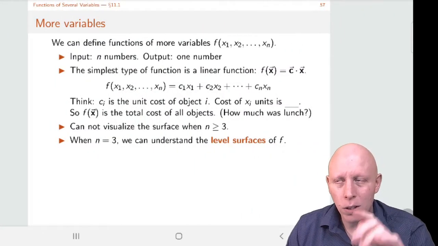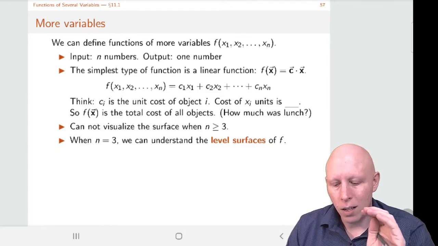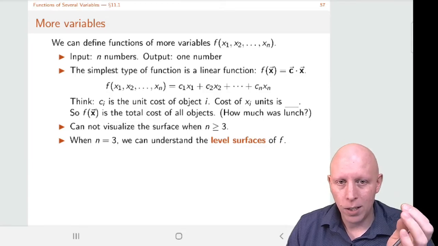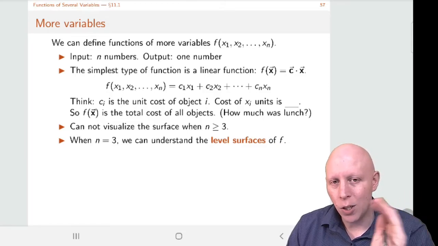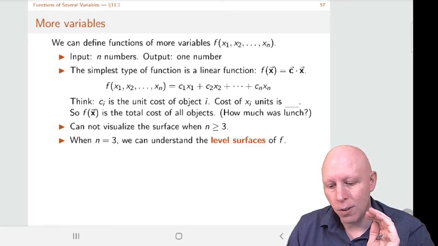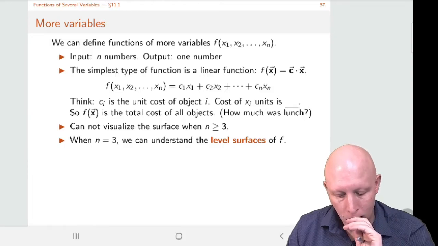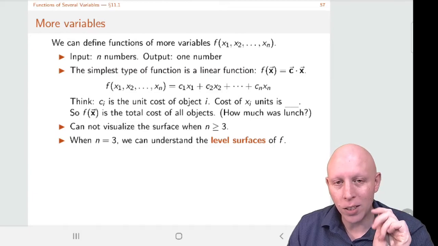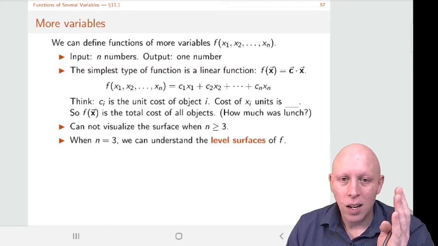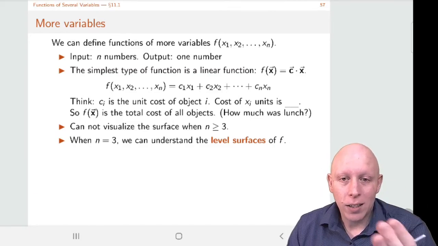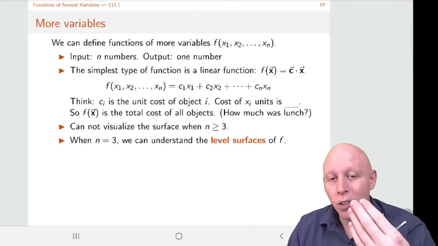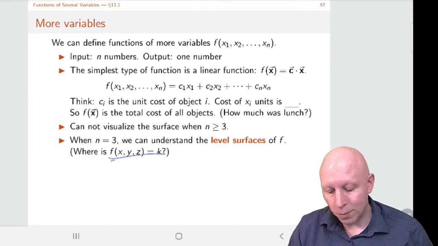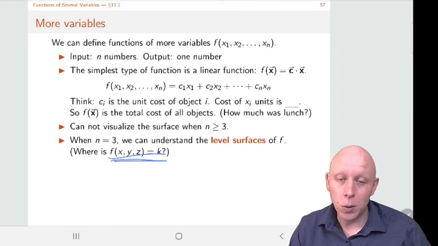When n is equal to 3, what we can understand is the level surfaces of f. So we were talking about the level curves of a function f of x, y. Here what we're doing is we're talking about places in our domain that have the same function value. So where is the function equal to a given constant?